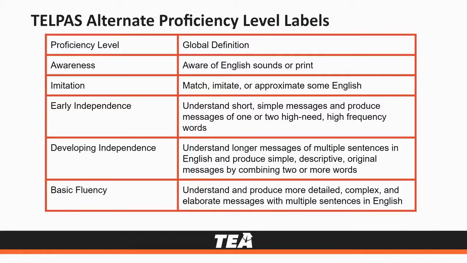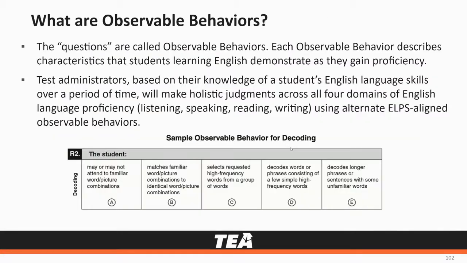So the reason that the classroom teacher is the one who will give this test is because you know where she's at. So you'll be able to, through observation, determine where she's going to fall. So you'll be looking for observable behaviors. The questions are called observable behaviors. Each observable behavior describes characteristics that students learning English demonstrate as they gain proficiency. So based on your knowledge of the student, over a period of time, you'll make holistic judgments across all 4 domains: reading, writing, speaking, and listening, using ELPS-aligned observable behaviors.